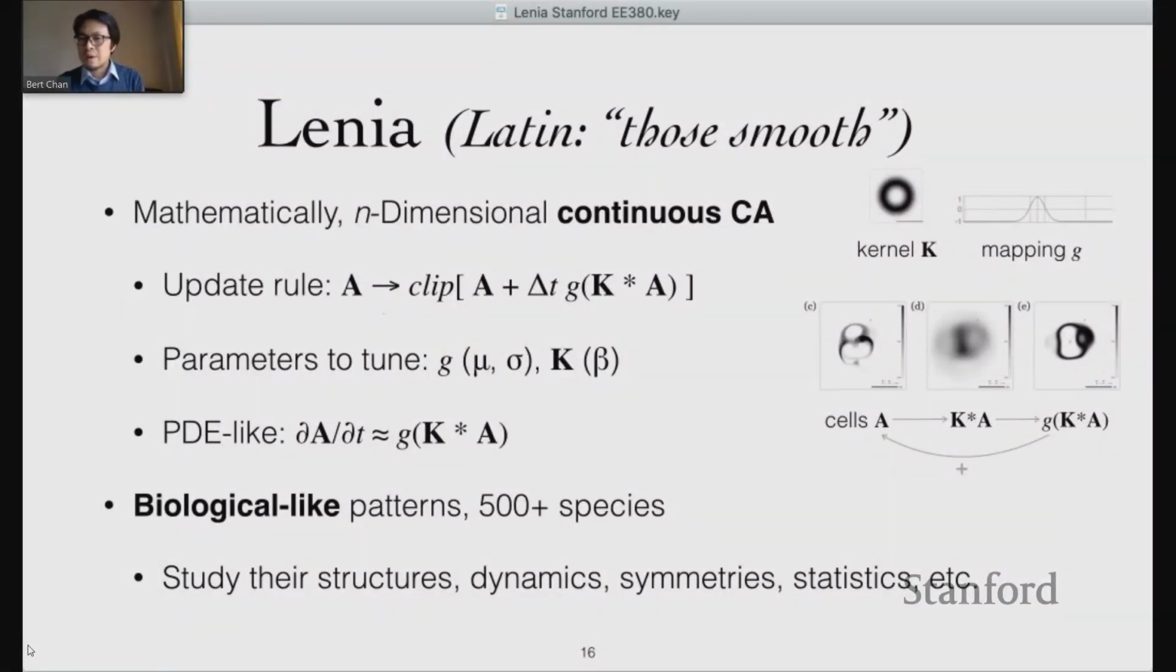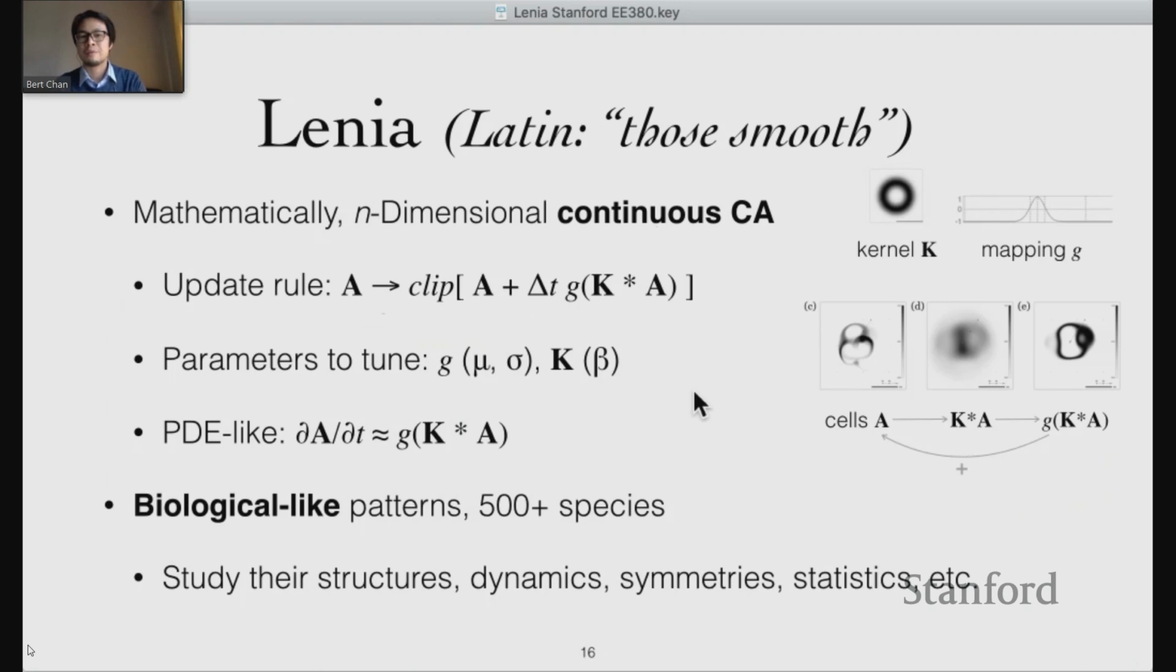And then we now enter the world of Lenia. I gave this name because in Latin it means smooth creatures. Mathematically, it's a continuous CA in 2D or 3D or higher dimensions. The update rule can be expressed by this formula. That means we have an array of cells, A, and we apply convolution with a circular kernel, K, to calculate the weighted sum. And then we apply the mapping function G to calculate the delta and add a small portion of the delta back to the cells.